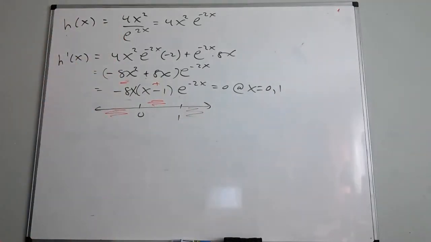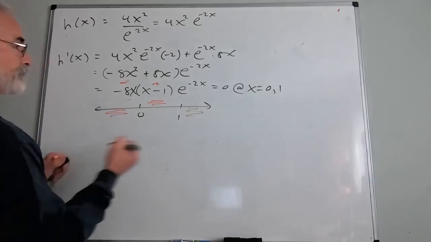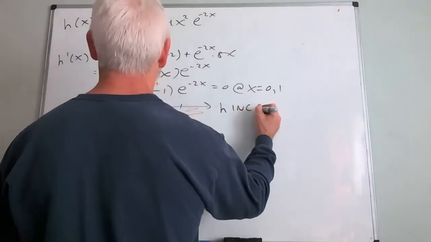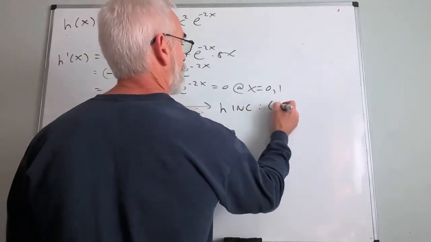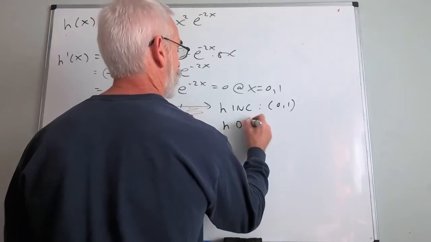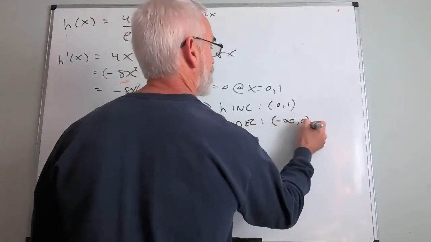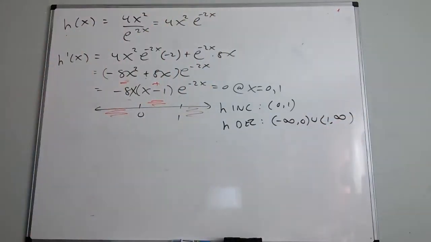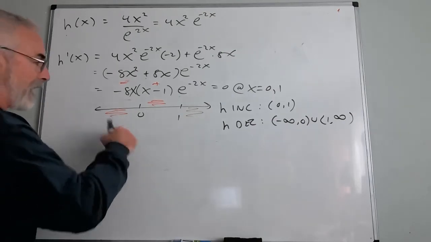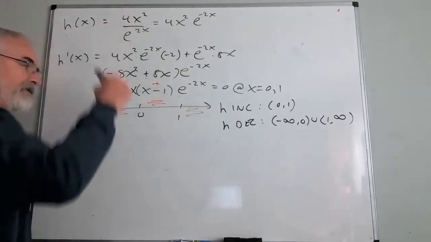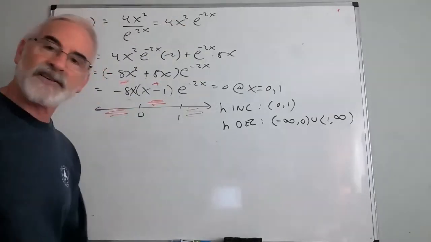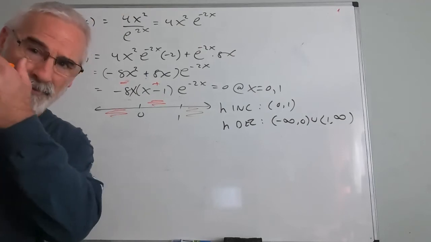So we know that h is increasing from 0 to 1. H is decreasing from negative infinity to 0, and then again from 1 to infinity. Wow, so this thing's going downhill most of the time. It's only going uphill for a really short period of time. But I do know it's going downhill, flat, and uphill, so there's going to be a minimum here. It's going uphill, flat, downhill, so there's going to be a maximum there. Kind of curious what that graph looks like.